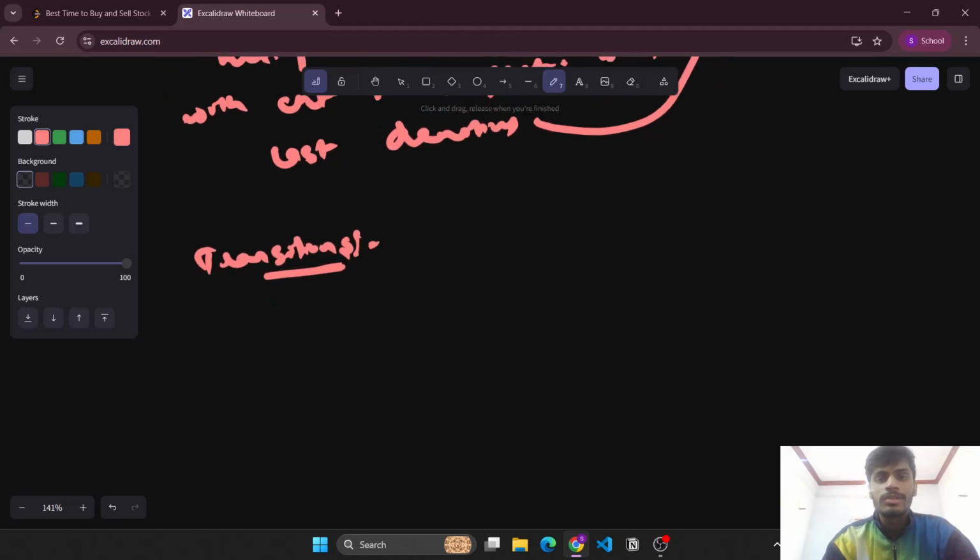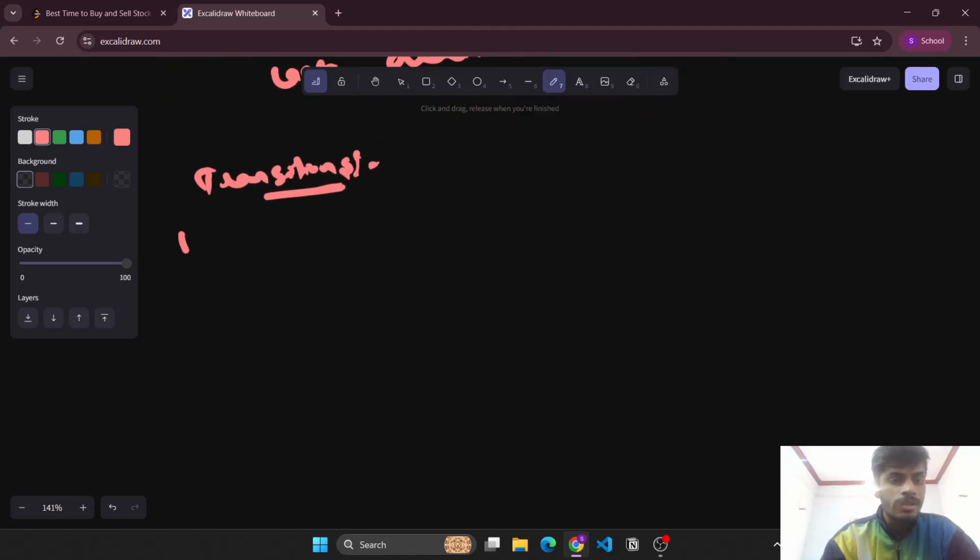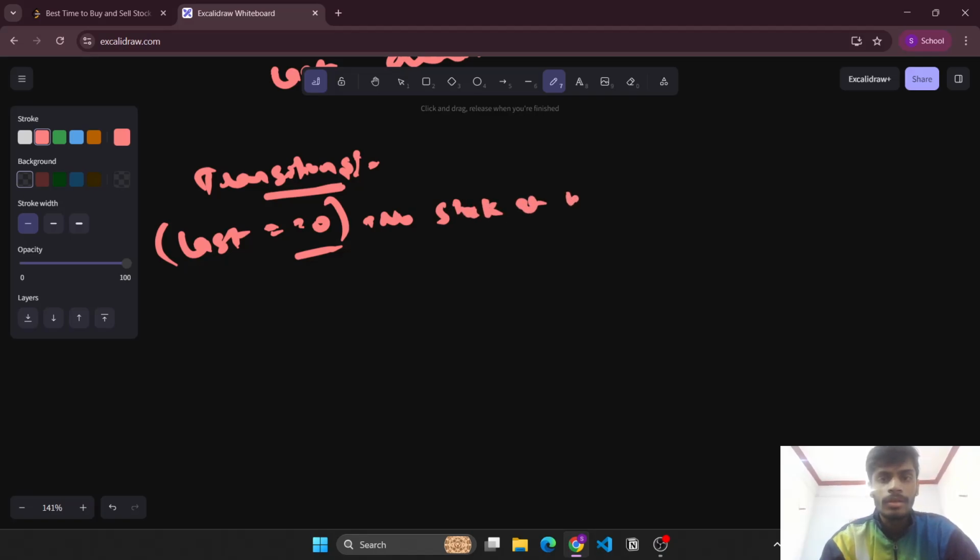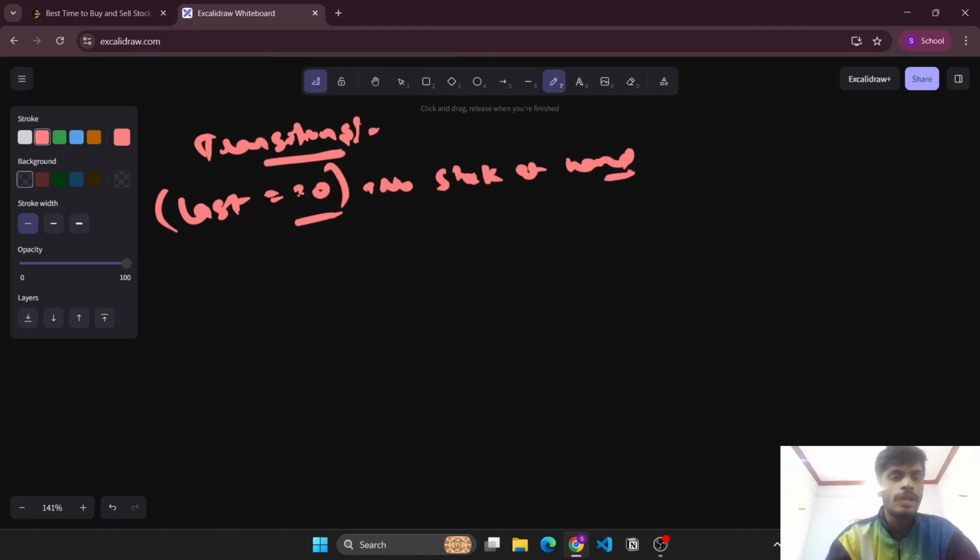So there are three cases. The first case is when last is equal to 0, meaning we have no stock at hand. In this case, since last is 0, we can either buy normally, or we can short sell, or we can do nothing, so we skip.